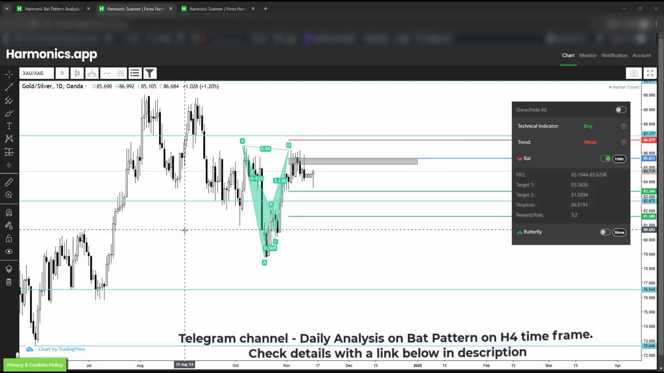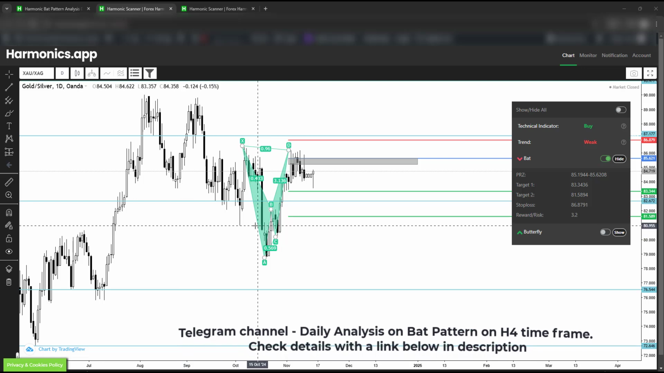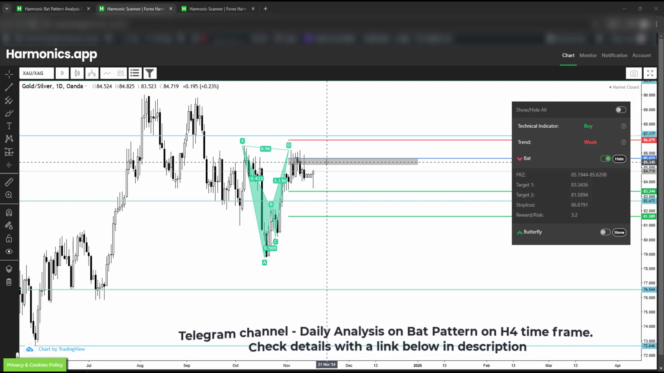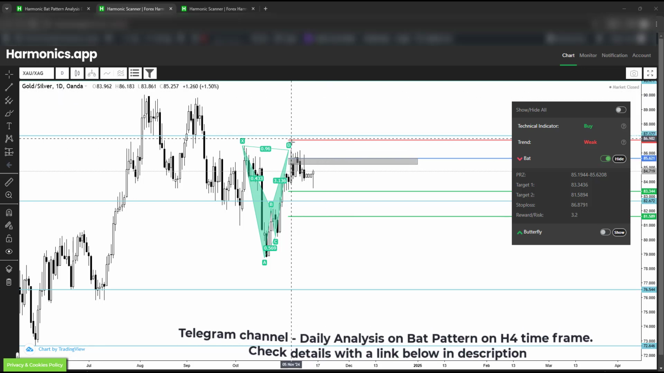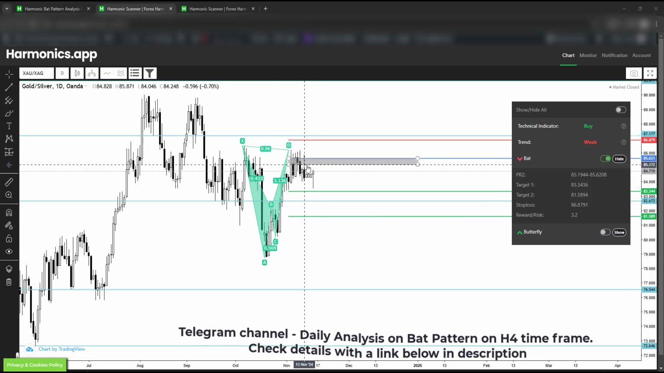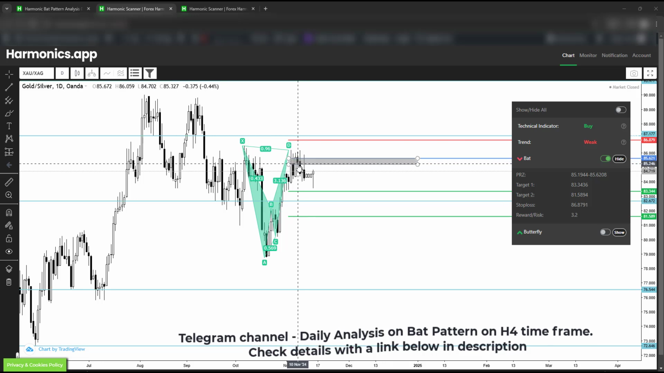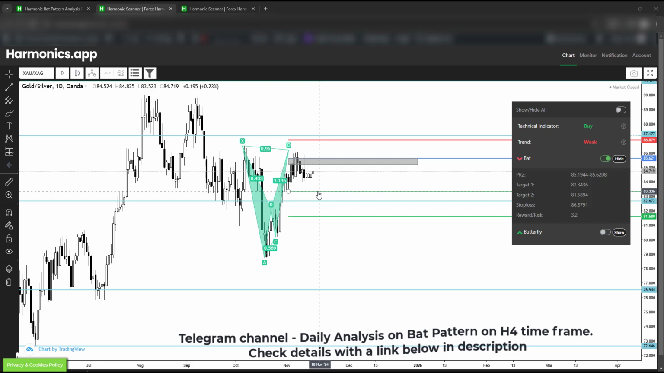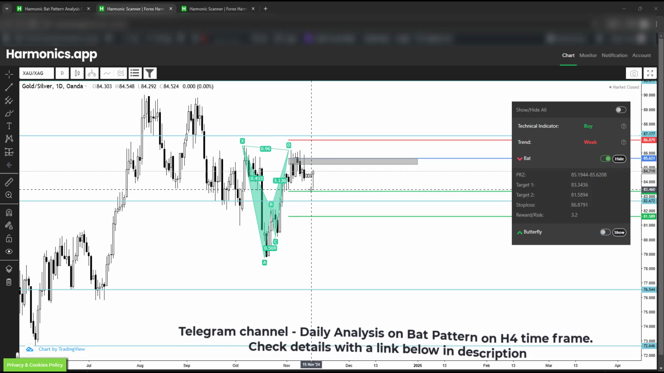Let's go back to the previous week analysis, where I mentioned gold against silver on the 1 day time frame, where the price has formed this bearish bat pattern with these levels. In the previous week analysis, the price was around this area, around the potential reversal zone and also the entry level. After that, the price formed these bearish candles and reached the first take profit very close to this one.